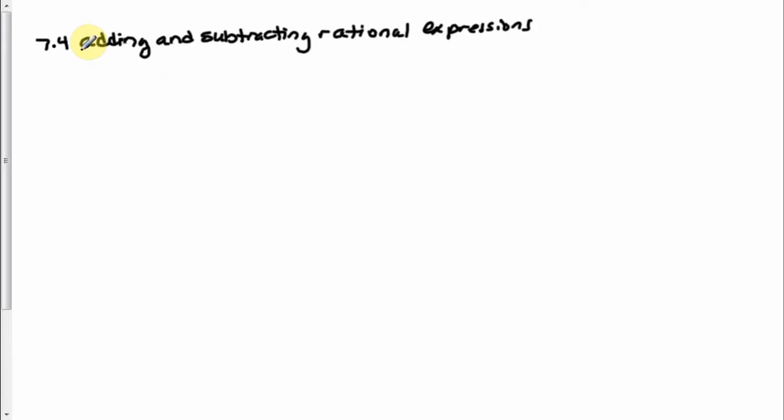So, if the denominators are alike, then you can add and subtract the fractions by adding or subtracting the numerators and keeping the like denominator. Okay, so there is a general rule at the top that says if you have A over B plus C over B, that equals A plus C over B.